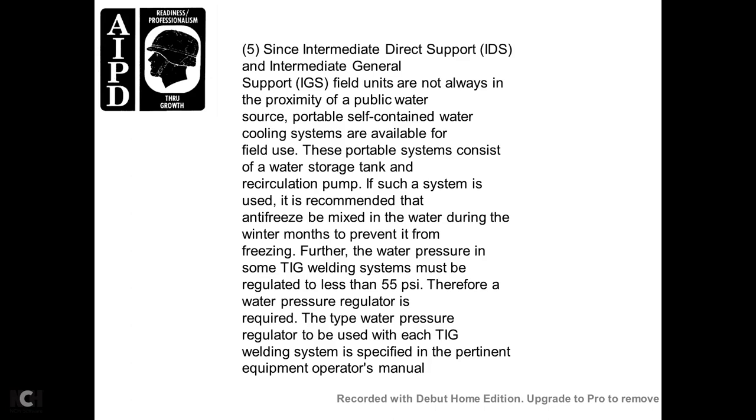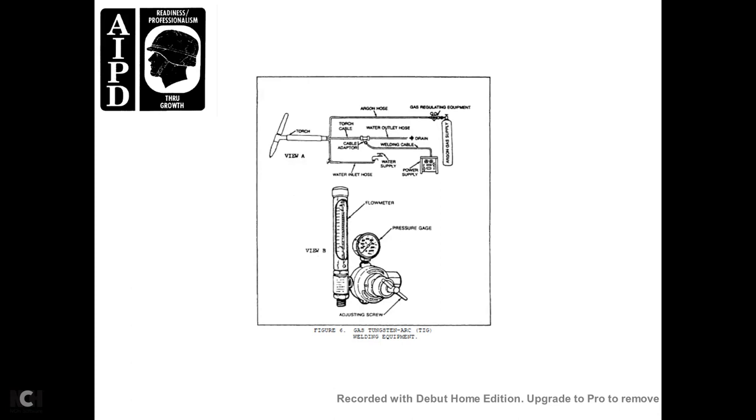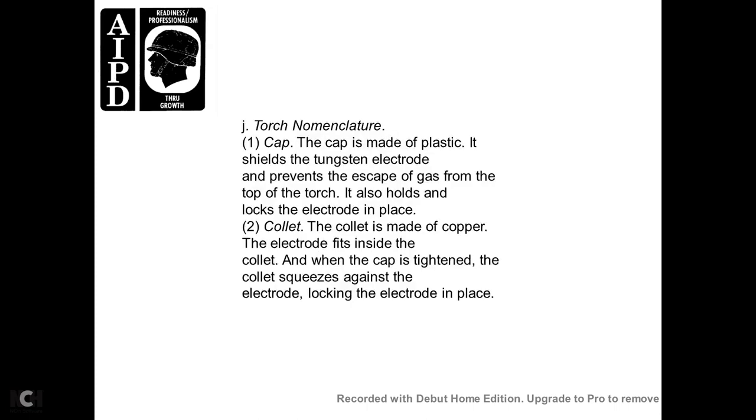The type of water pressure regulator to be used for each tungsten inert gas welding system is specified in the operator's manual for the equipment. Figure 6 shows the gas tungsten arc welding equipment: pressure gauge, flow meter, torch, torch cable, water outlet, argon hose, welding cable, water supply, power supply, and argon gas supply.